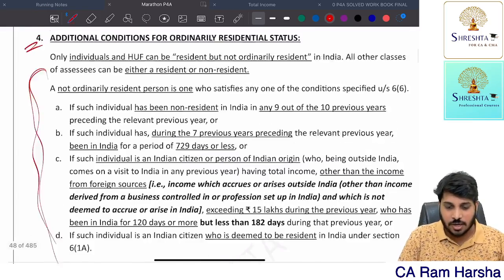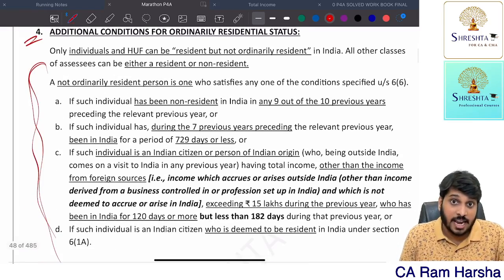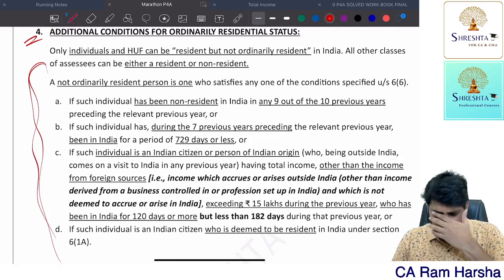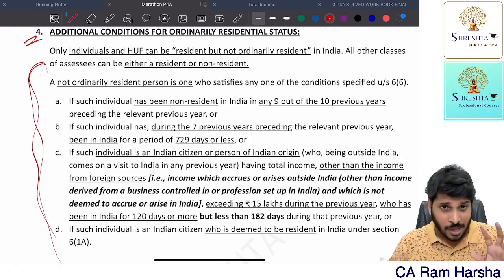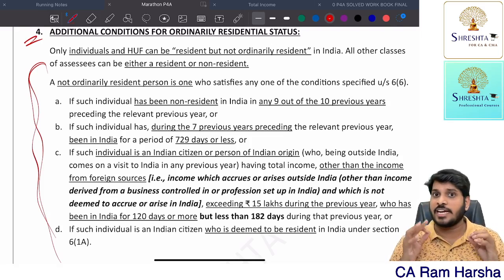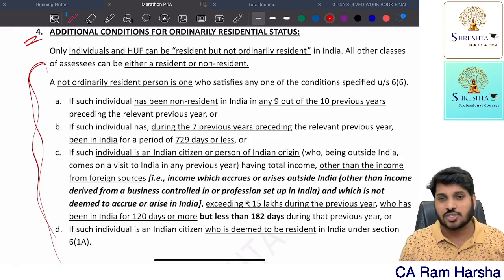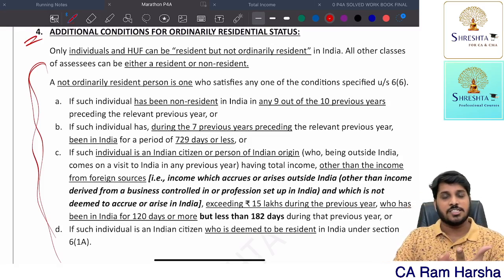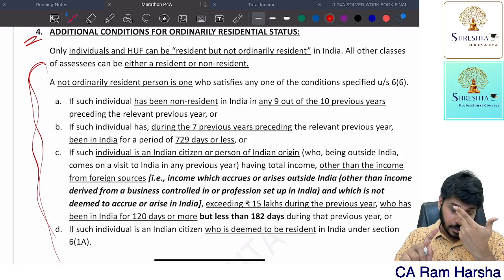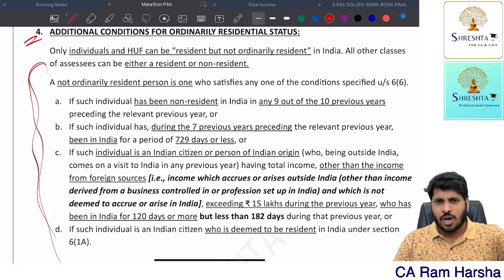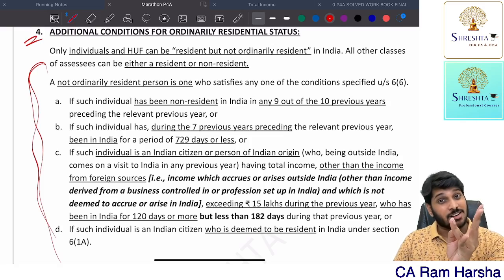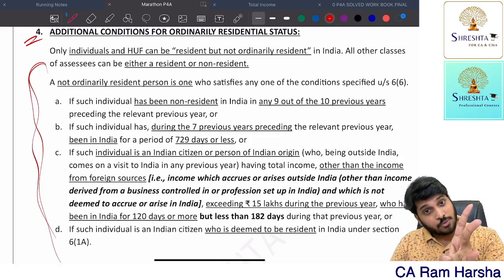Additional conditions for individuals for deciding ordinarily residential status. I hope you are confident now. If not, once again listen, you will get crystal clear clarity. When 60 days we apply, when 182 we apply, when 120 we apply in B2. In B1 it is always 182. In B2, 60 days normally. 182 for 3 cases. 120 for 3rd case, having Indian income more than 15 lakhs.